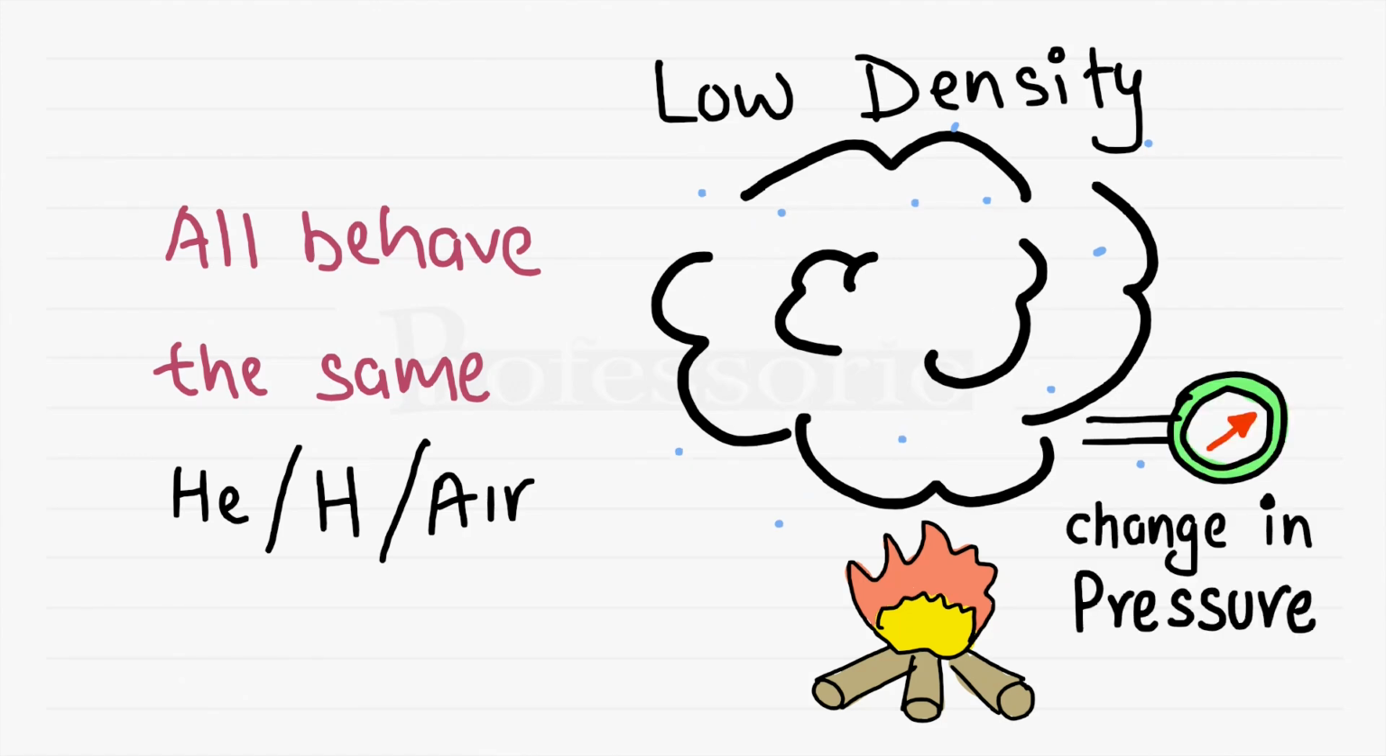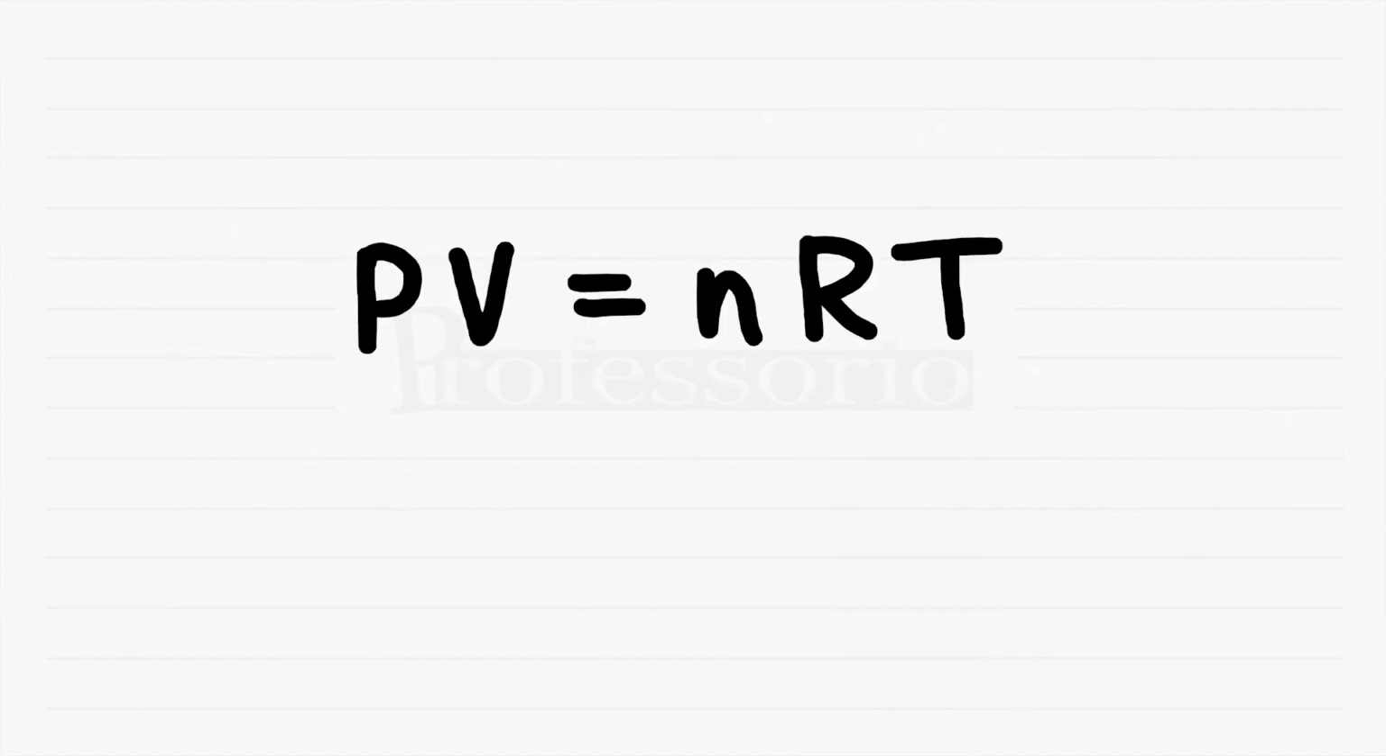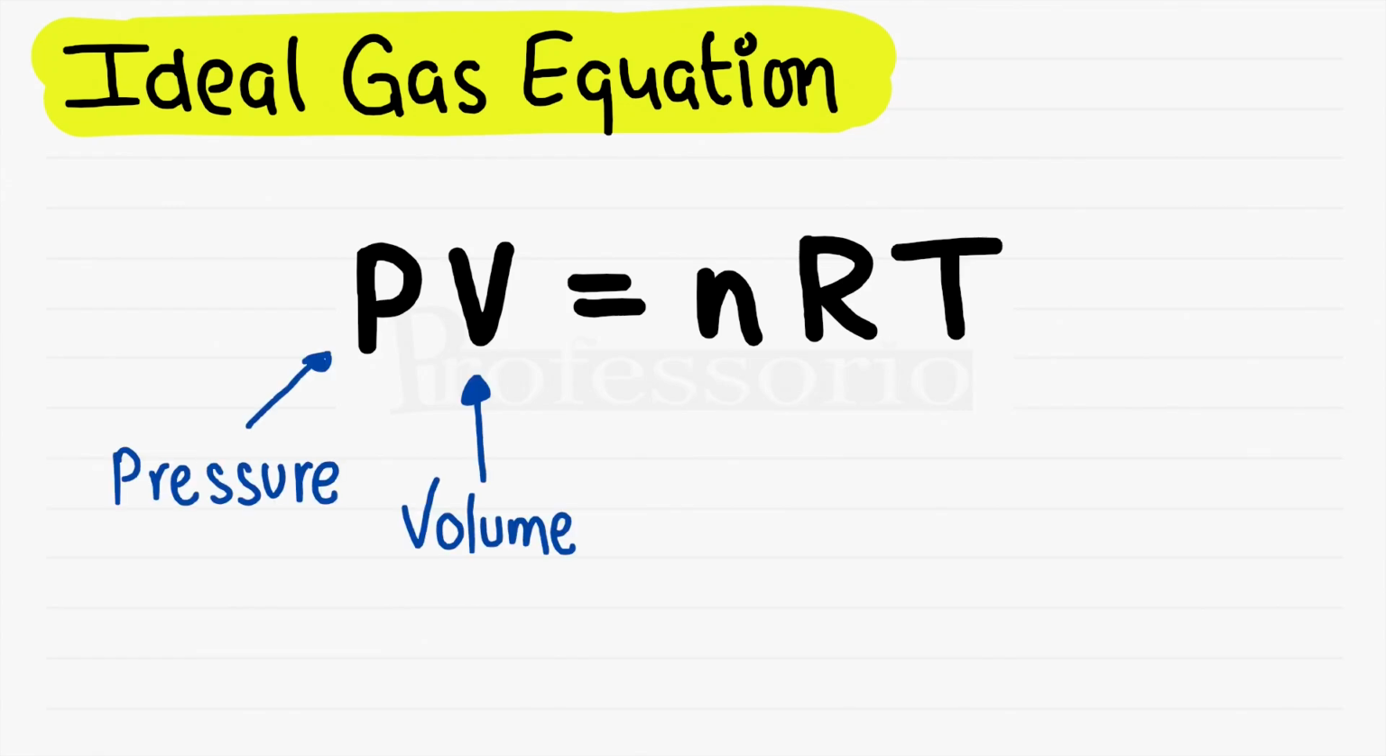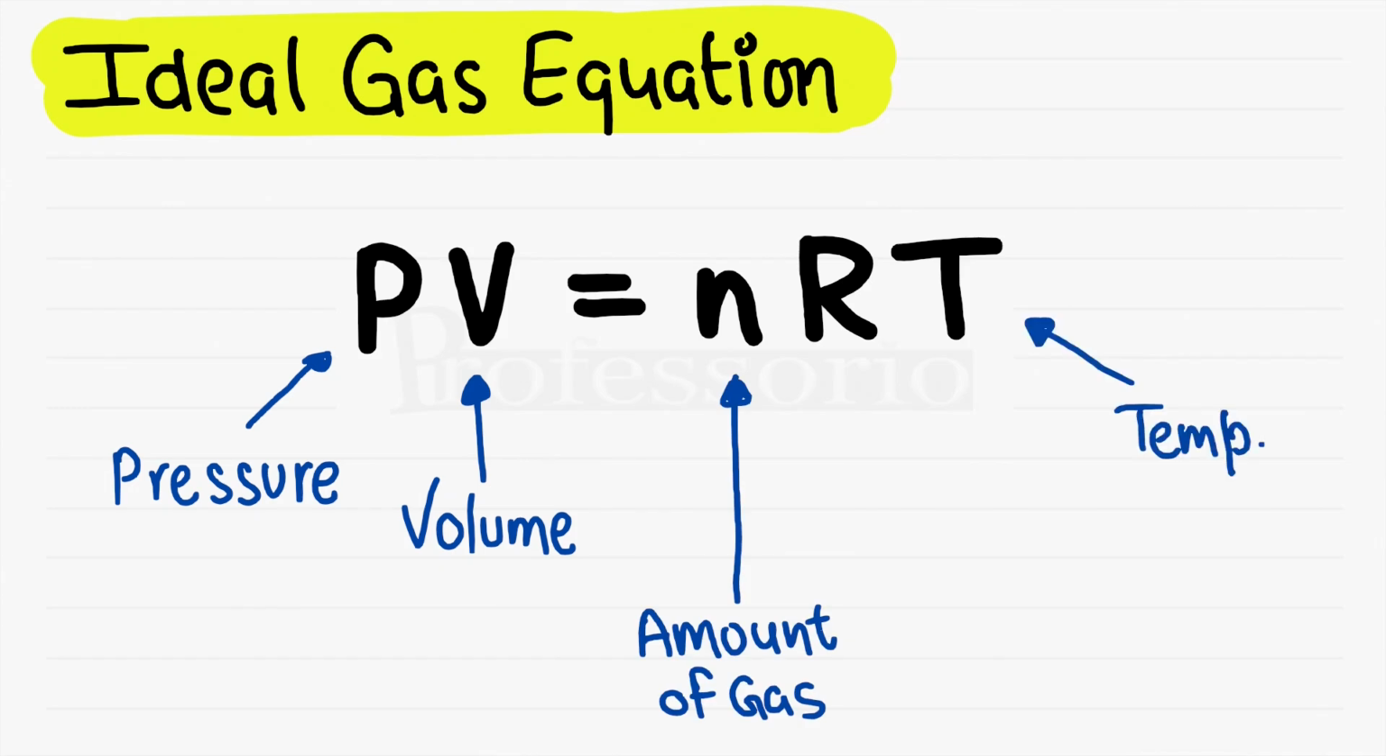This relationship is more easily understood by this simple equation. This is known as the ideal gas equation. Here P is the pressure of the gas, V is its volume, N is the amount of gas, T is the temperature, and R is just a constant. Think of it just as a fixed number.